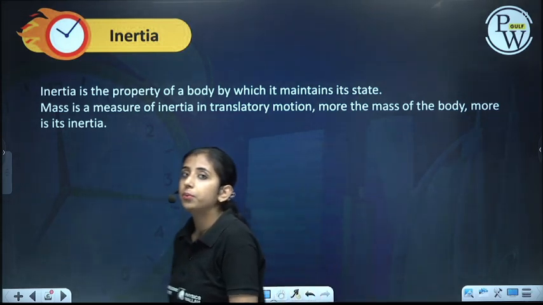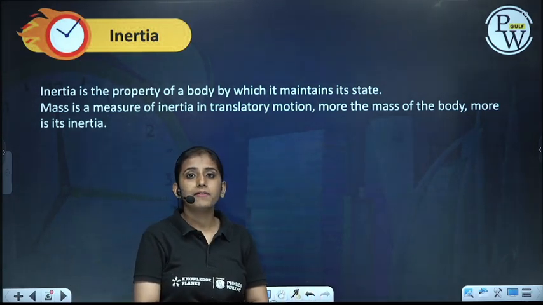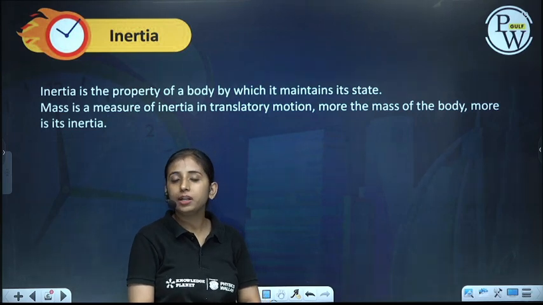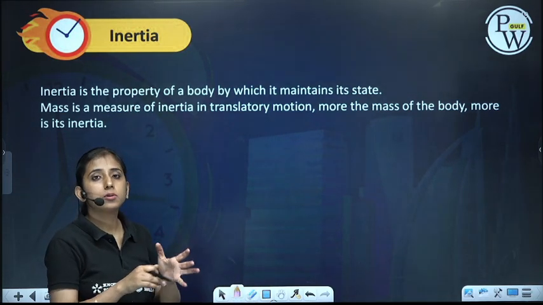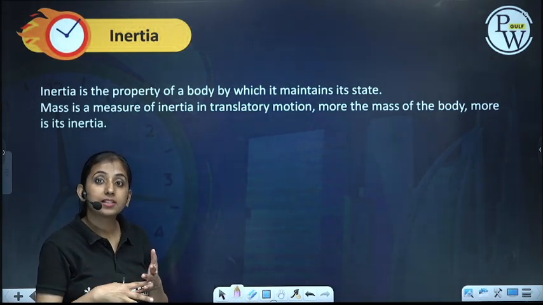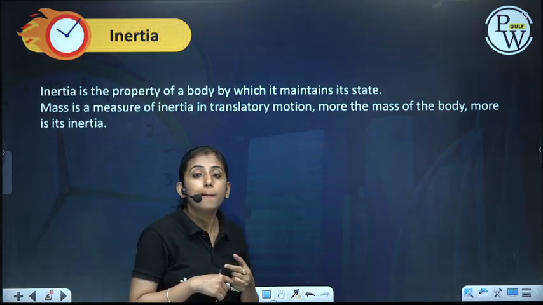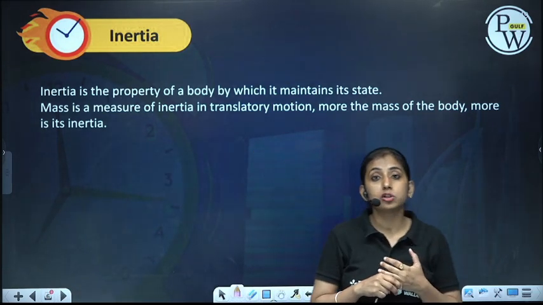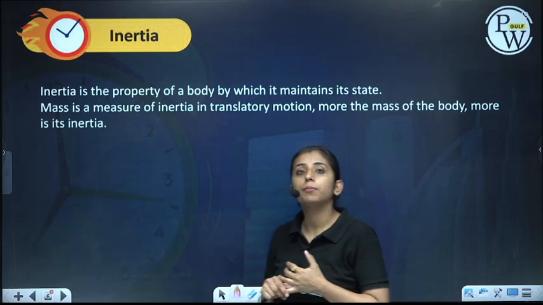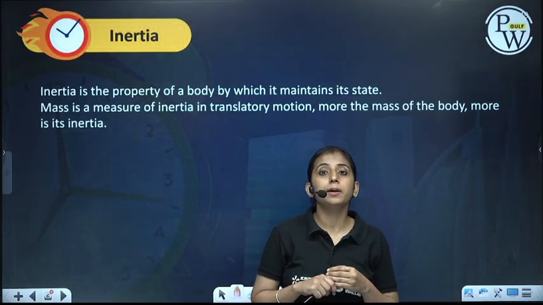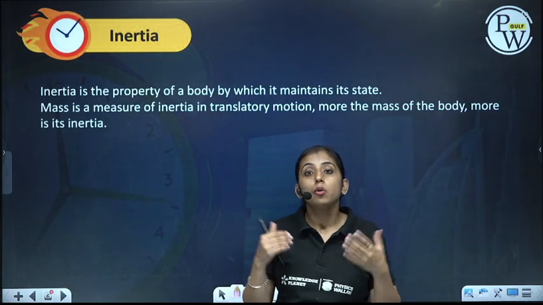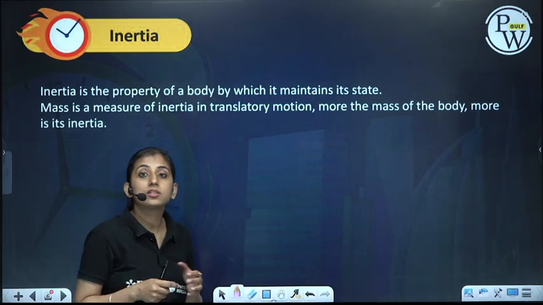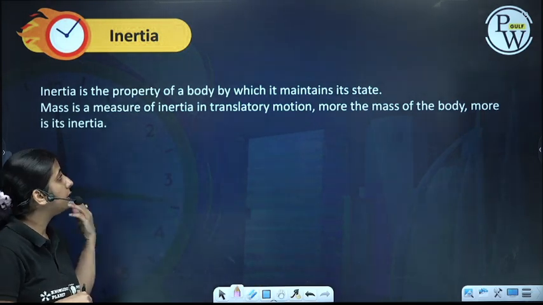One more example: when you are moving some heavy object like a sofa or almirah, you apply some force, but the object doesn't move. Why does such a thing happen? When we are moving in a bus and suddenly brakes are applied, we fall. Why are such things happening? This is all due to inertia.